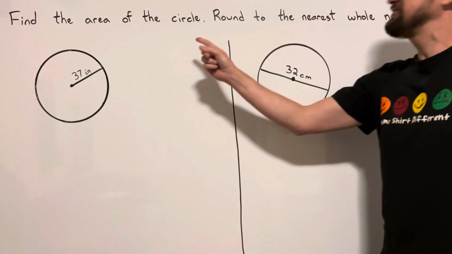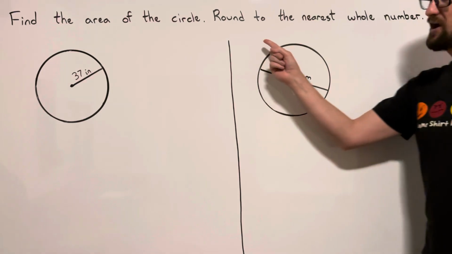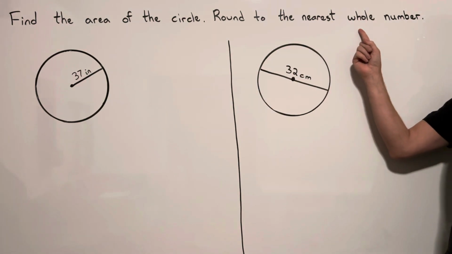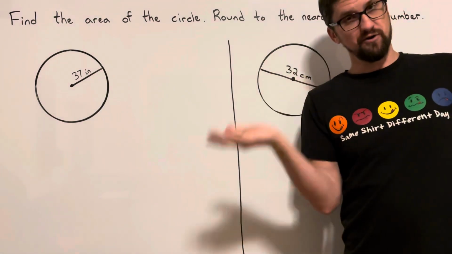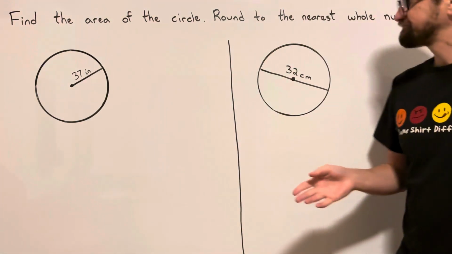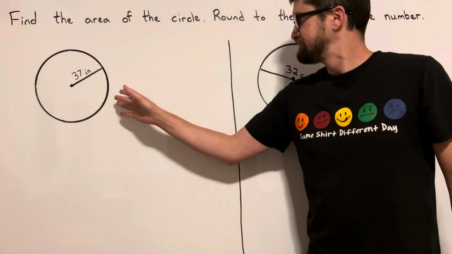Find the area of the circle, round to the nearest whole number. All right, we have two circles here. We want to find the area of each one. Let's start with this one.